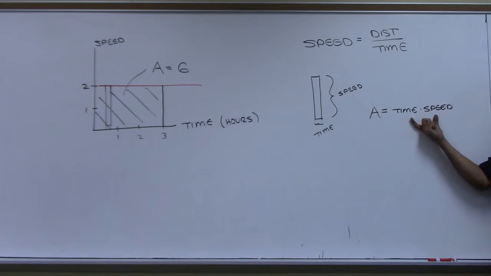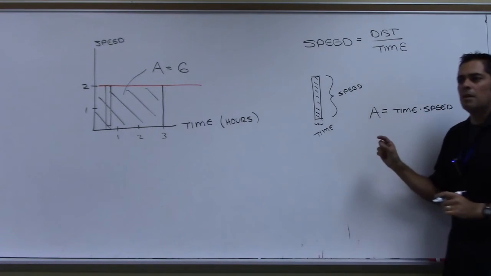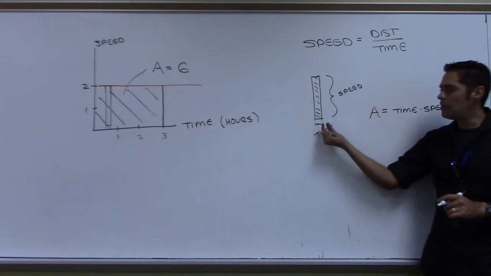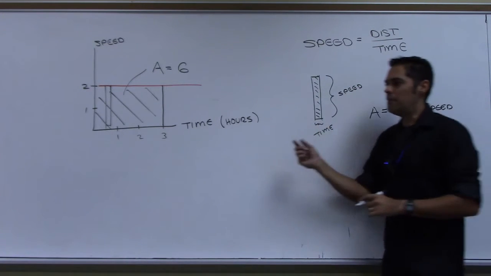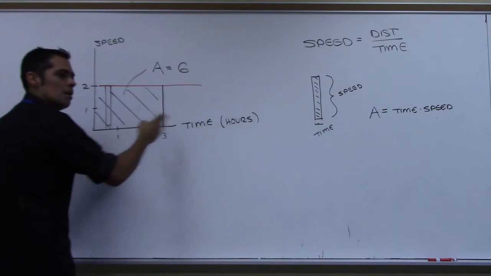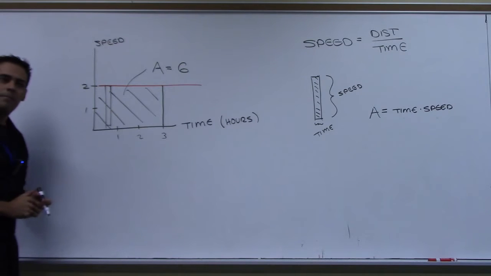So this has got to be a measurement of distance, right? So this little area is the measurement of how far I went on that little sliver of time. Agreed? And if you add them all up, that gives me the total distance I traveled. Okay?